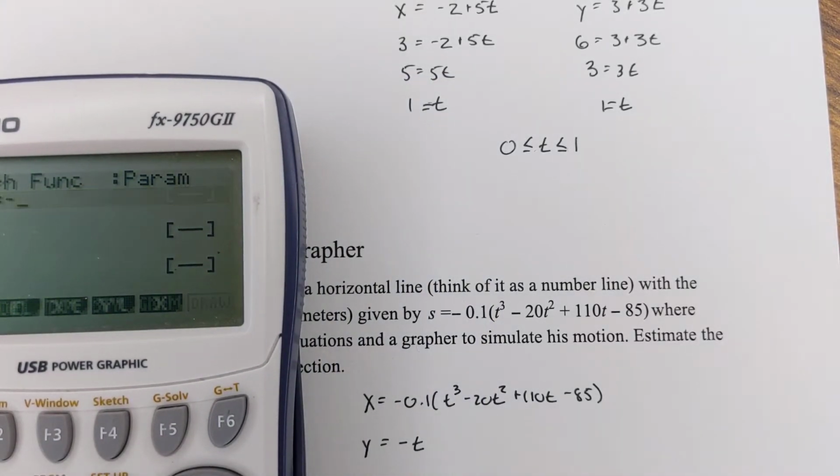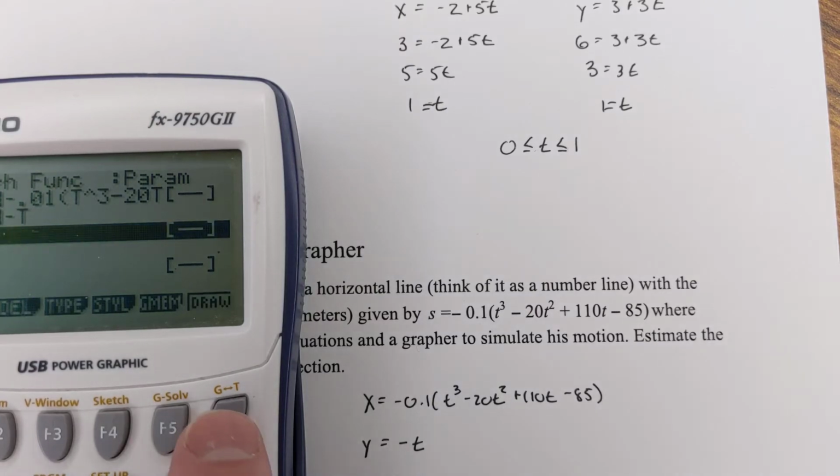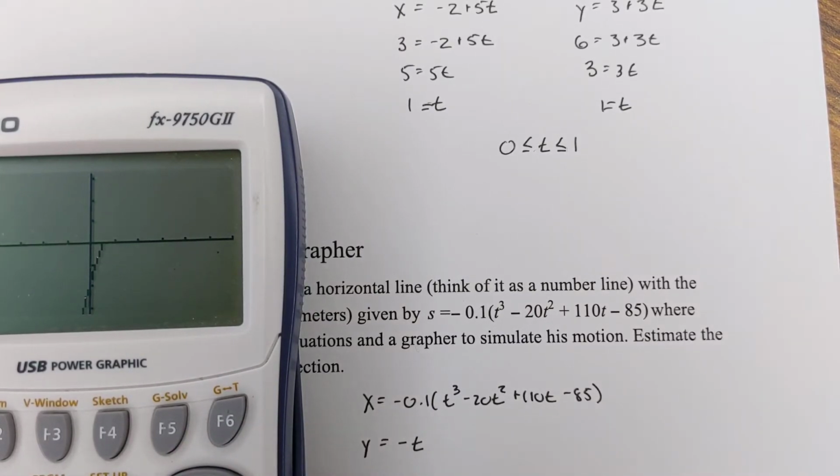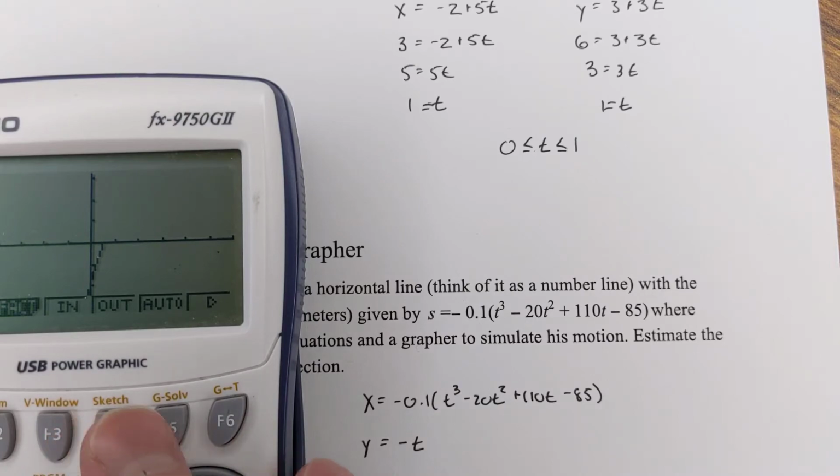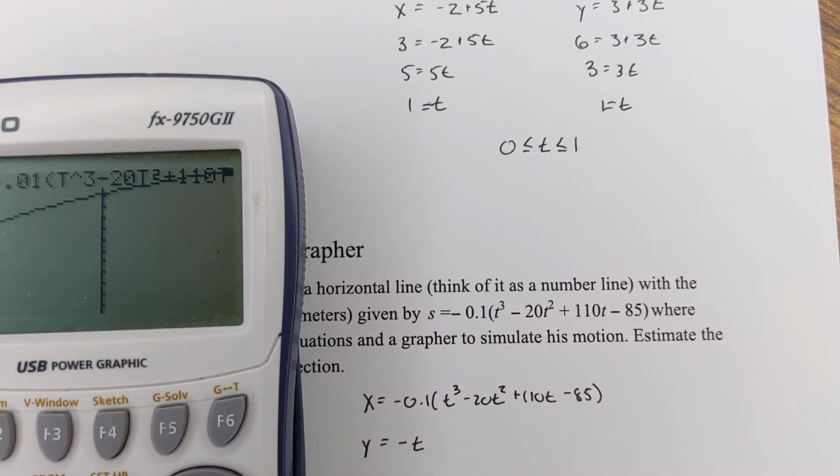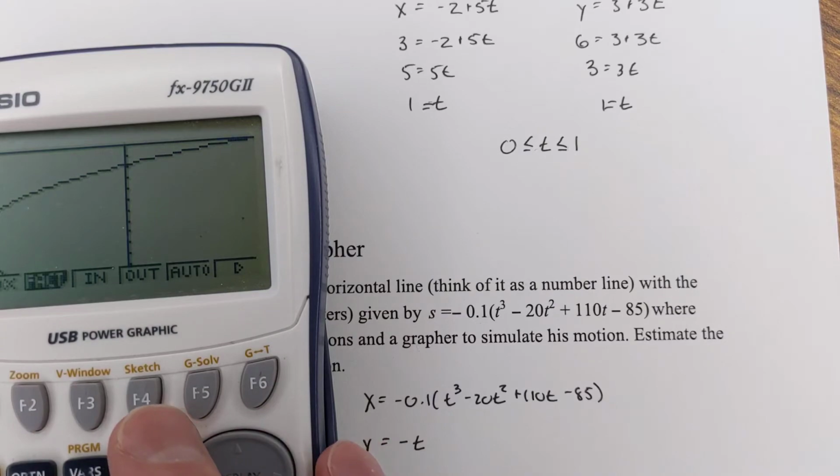So x is going to be -0.1 quantity. Now if I hit my variable key, it gives me t instead of x. t cubed minus 20 t squared plus 110t minus 85, and then we're just going to graph this as negative t. If we draw it, we'll zoom out a little bit. Let's try zoom auto. So there's the part of the curve.